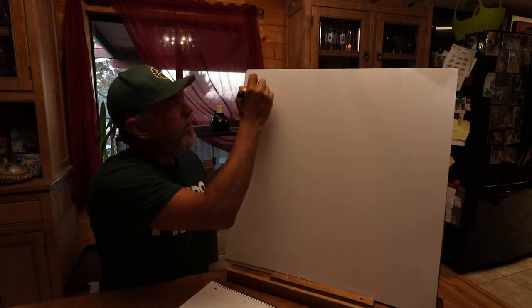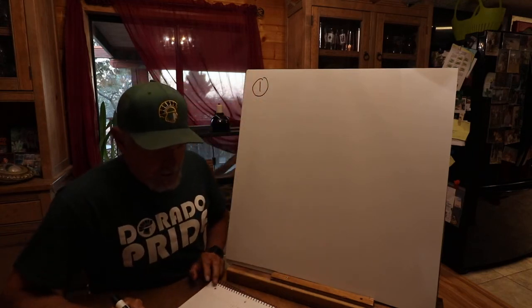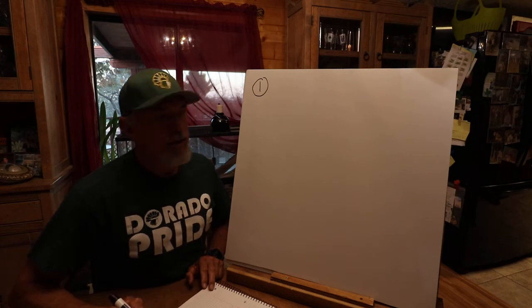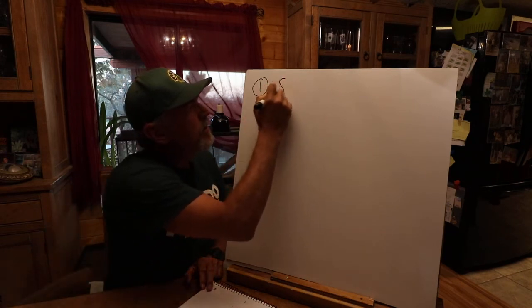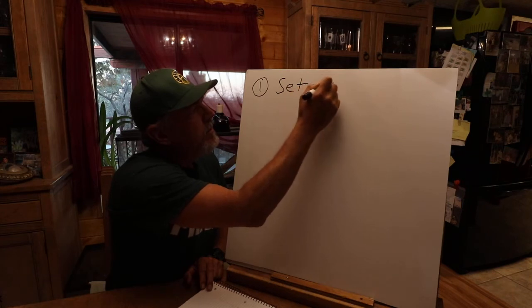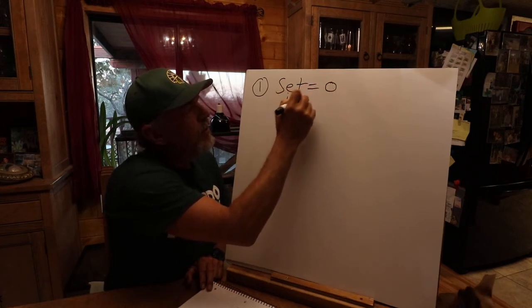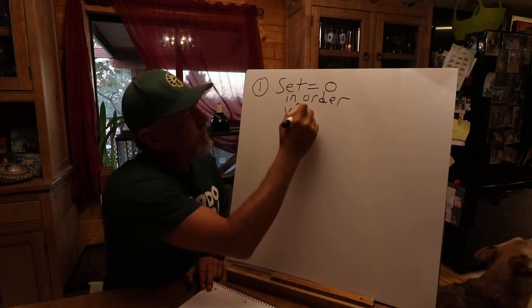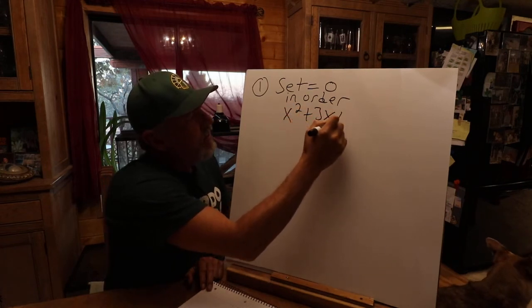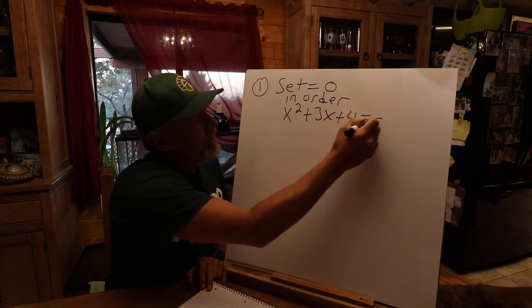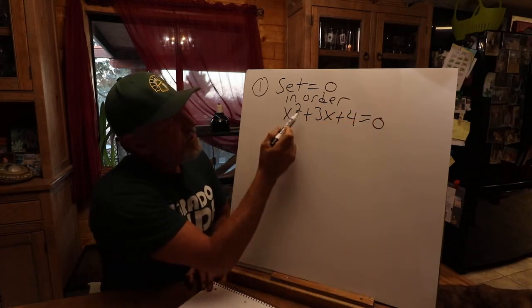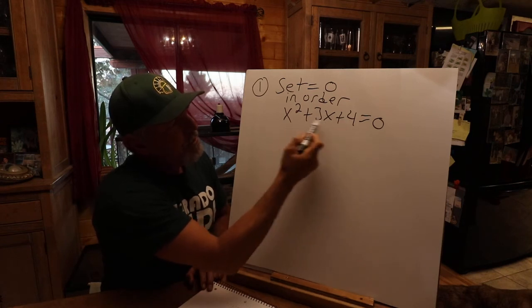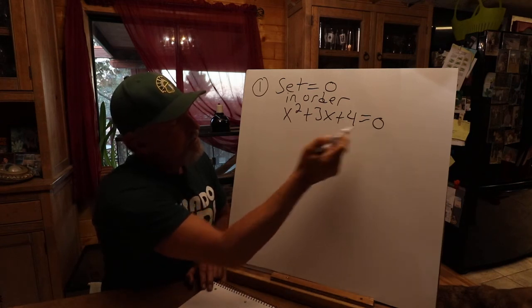One, with each quadratic, you need to make sure and set them equal to 0 and make sure they're in order. That means they have to look like this. Square first, x second, number last, that's in order, and it's set equal to 0.